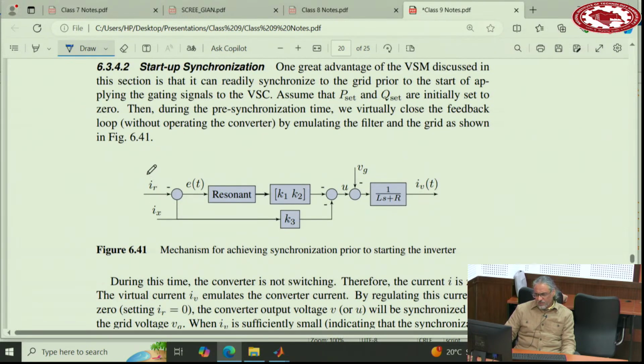One aspect of this VSM is the starting synchronization. Starting, because we don't have PLL. If you want to really bring a PLL also to help with the starting synchronization, it's good. But otherwise, there are different mechanisms to start the system. One of them is explained here.